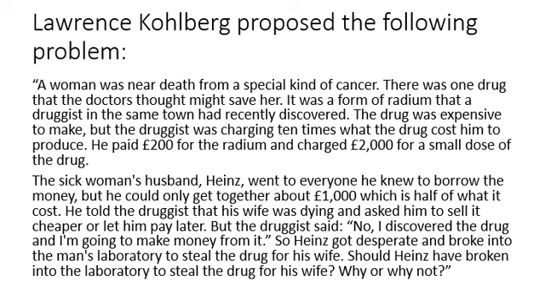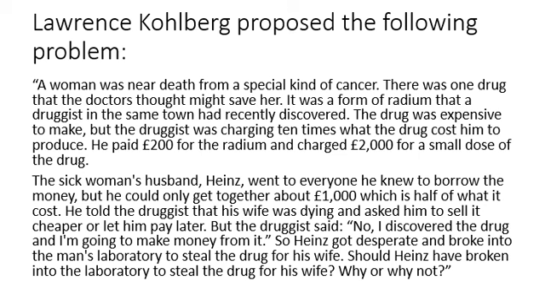The sick woman's husband, Heinz, went to everyone he knew to borrow the money, but could only get together £1,000, which is half of what it would have cost him. He told the druggist that his wife was dying and asked to sell it cheaper or let him pay later, but the druggist refused. He discovered it and wanted to make money from it. So Heinz got desperate and broke into the man's laboratory to steal the drug for his wife.